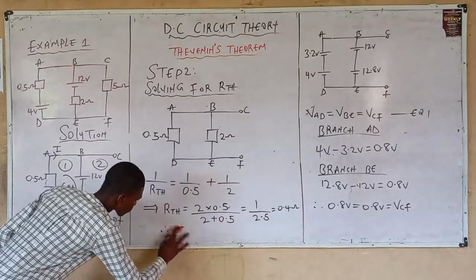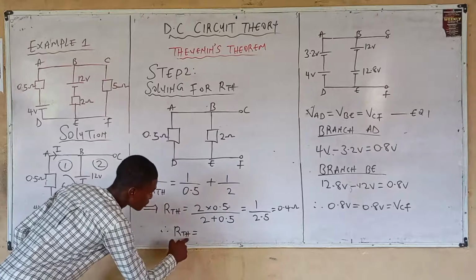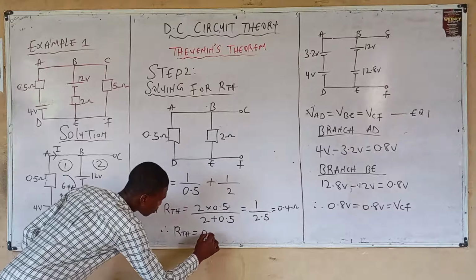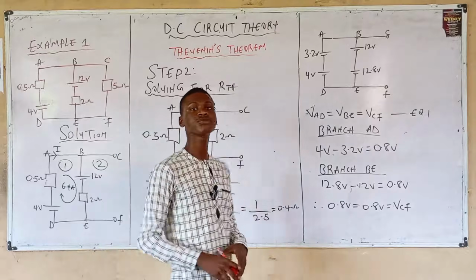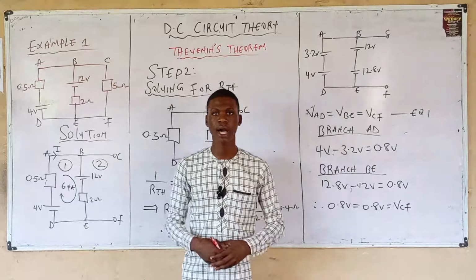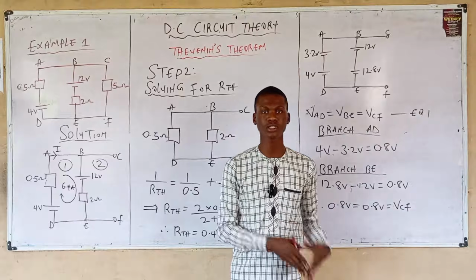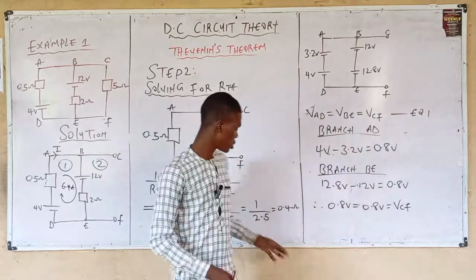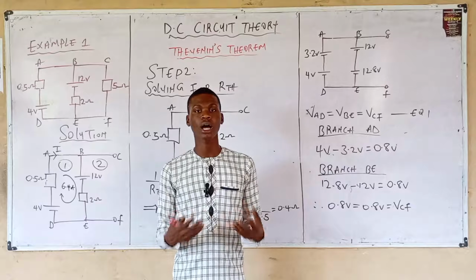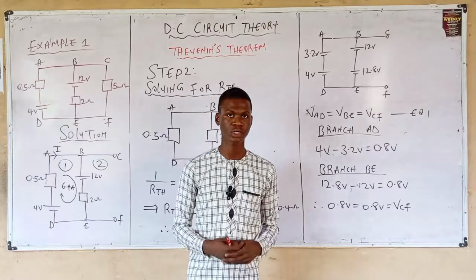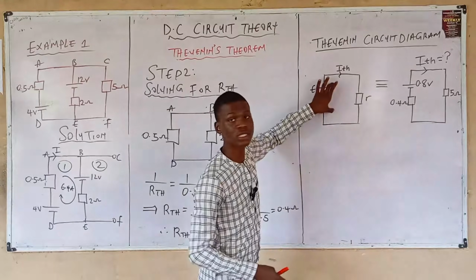So therefore, RTH, your Thevenin resistance, is equal to 0.4 ohms. Then you are done. Alright, let's recall the Thevenin formula and substitute the respective values for E, which is the voltage source, for RTH, which is 0.4, and for the load resistor R, which is 5. Also drawing the Thevenin circuit diagram. Recall, this is the Thevenin circuit diagram.